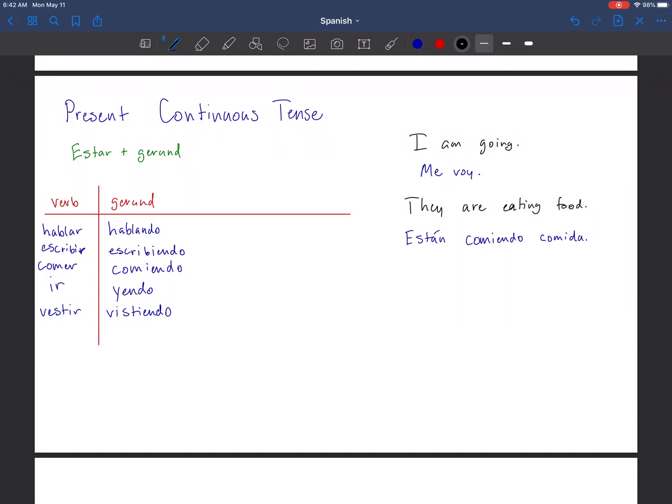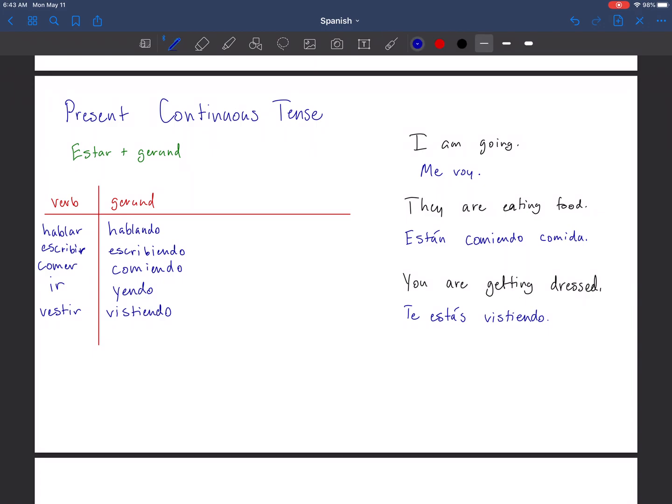Let's say you wanted to say, you are getting dressed. You would say, te estás vistiendo, right? You are dressing yourself basically, right? Here we would say this is the yourself, right? We've talked about that. So this is the tú form of the reflexive pronoun, right? This is the estás, you are, and then this is dressing, like you are getting dressed.